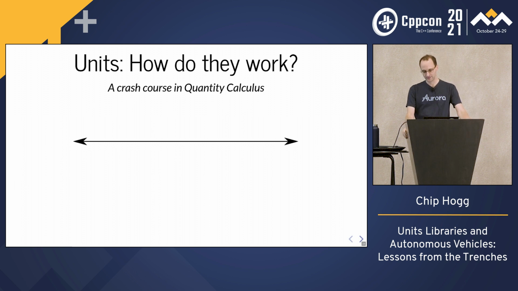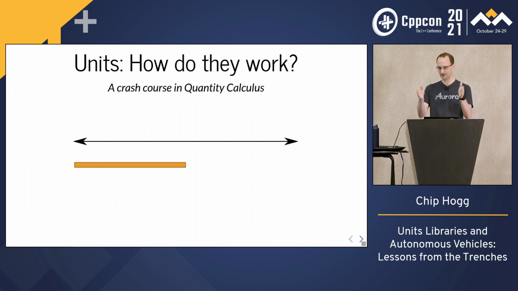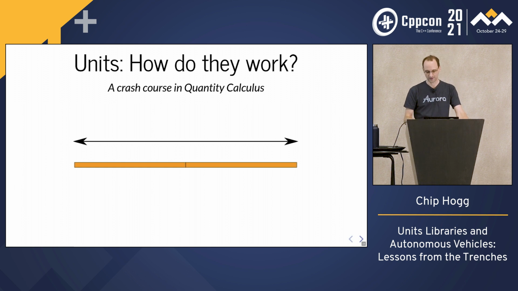To actually perform this measurement, you need a unit, which is just some other quantity that we can use as a reference. So here's another distance which we've singled out and called the foot. We can see that if we stack two of these end to end, it gives us the same distance as the first one. So this quantity equals 2 feet. 2 is the value, feet is the unit.